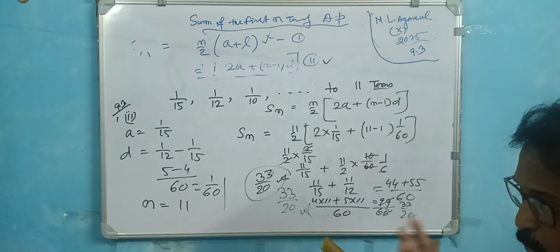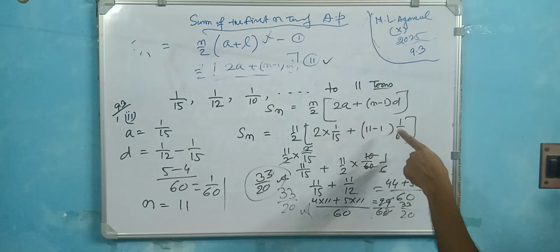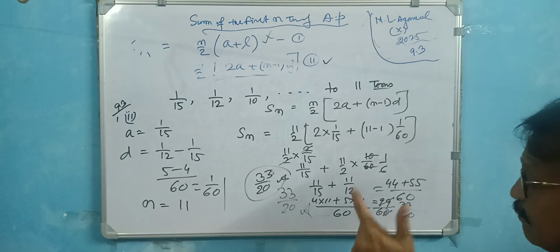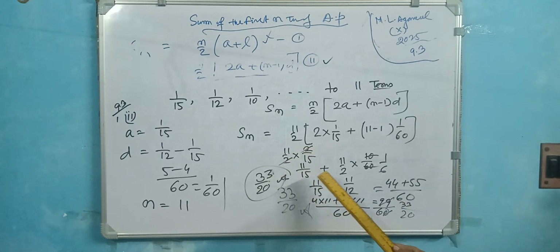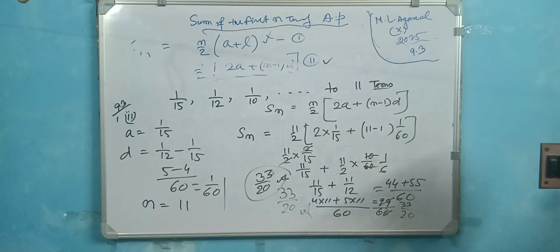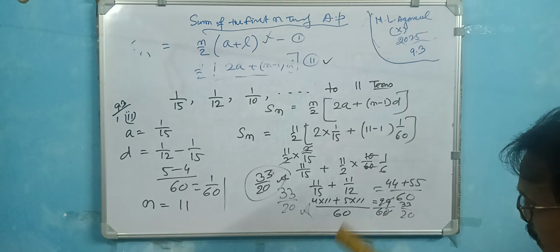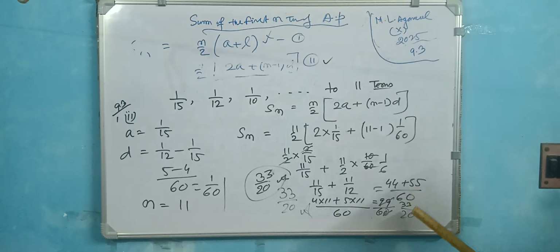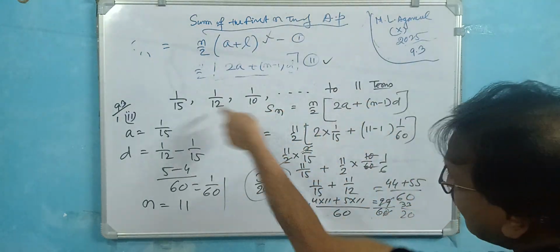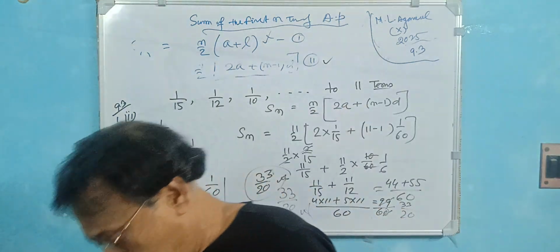Do this part slowly, don't be in a hurry. Plus n minus 1 — I made a mistake there. So here n minus 1 is 10, and this is a very important thing. So this cuts off to 11 by 15, plus 11 by 2 into 10 by 60, which is 1 by 6, giving 11 by 15 plus 11 by 12. The LCM is 60, so 44 plus 55 is 99 by 60, cut by 3 gives 33 by 20. This is the ultimate answer. So the sum of the first 11 terms of this series is 33 by 20.